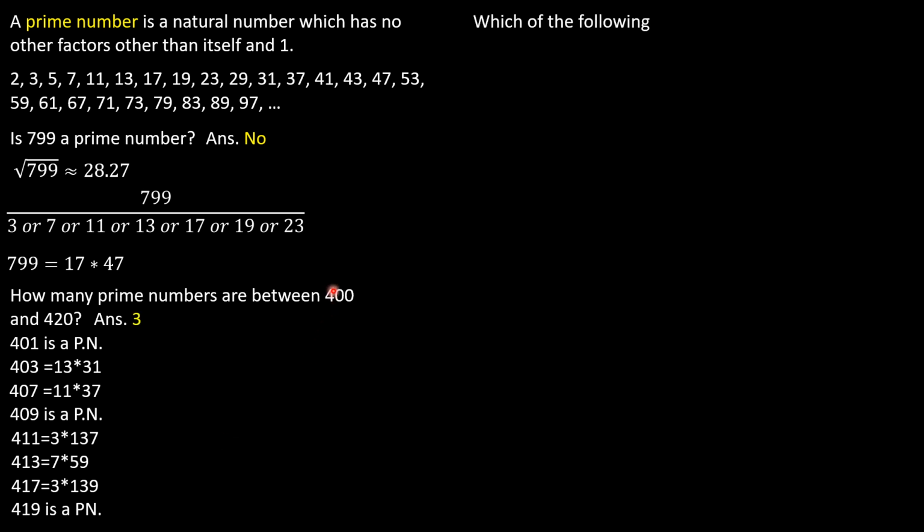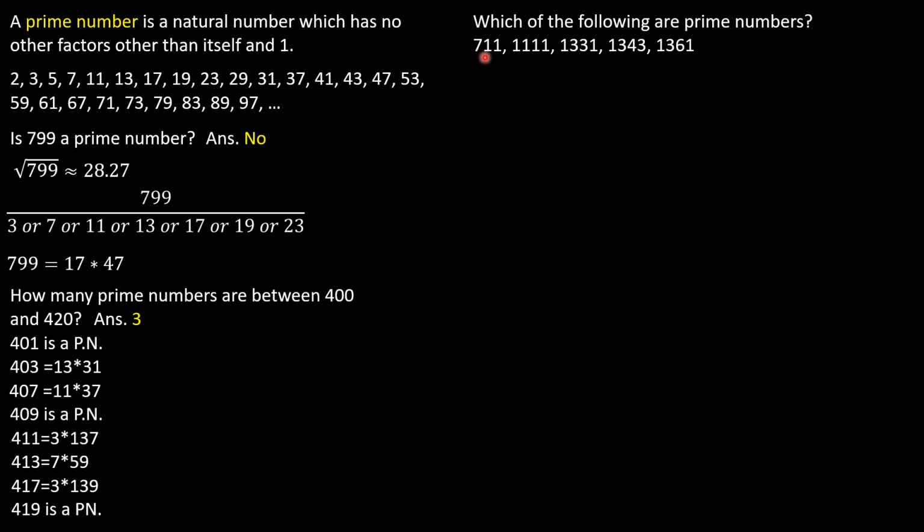Then, which of the following are prime numbers? 711, 1111. 711 is, I think, divisible by 3. 1111 is divisible by 11. So these numbers here are not prime numbers. They are composite or integral numbers, except 1361. So the answer is 1361.